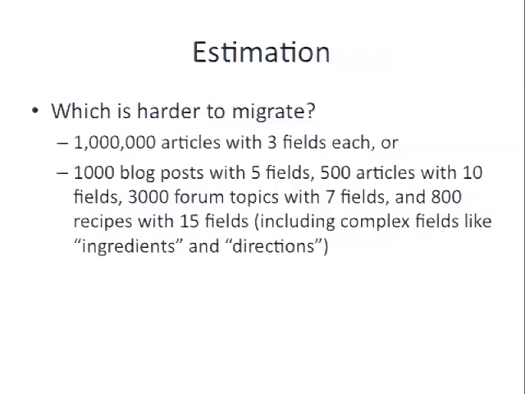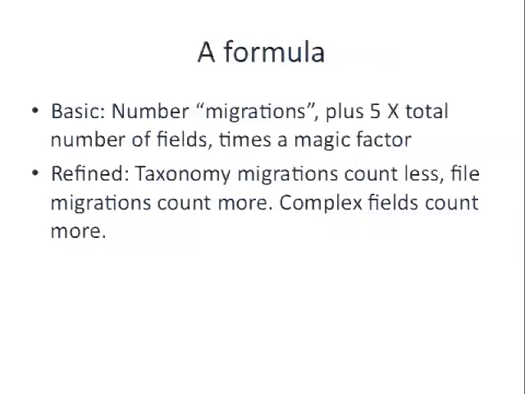We do have a very simple formula. It's a little bit arbitrary, but at least it helps us get a ballpark when estimating. Basically, the most fundamental aspect is the number of migrations. And one migration in this context is basically one combination of a source thing and a destination thing. An article on your legacy site to your new Drupal article content type. Users to users, categories to vocabularies, and so forth.